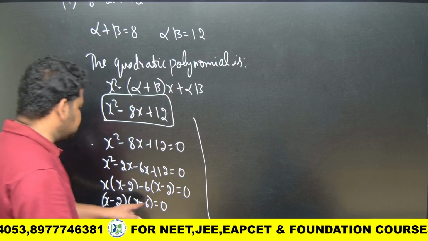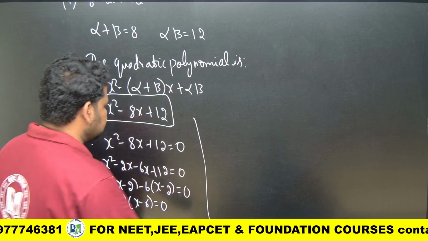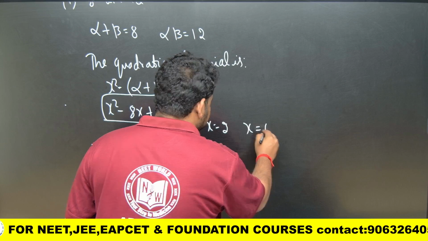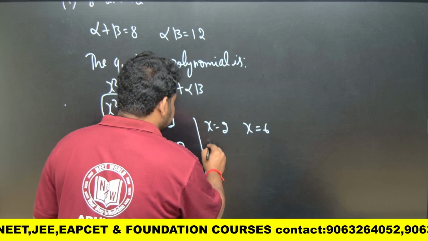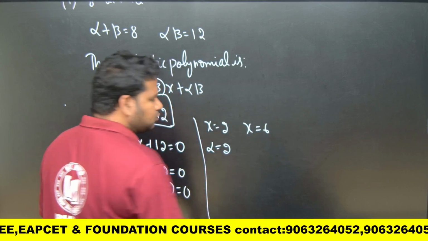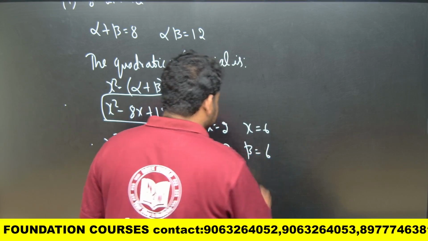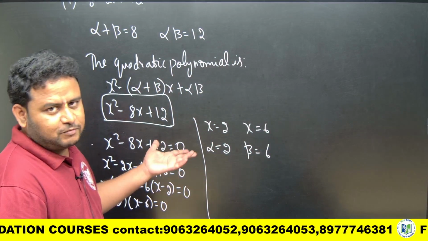So, x minus 2 is equal to 0, x minus 6 is equal to 0. That gives me x is equal to 2 and x is equal to 6. So, what can I write? x is equal to 2, let this be alpha. Therefore, alpha is equal to 2. Beta is equal to 6. So, this is what we got.